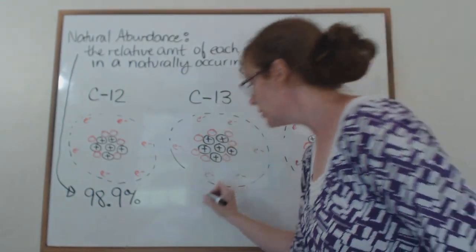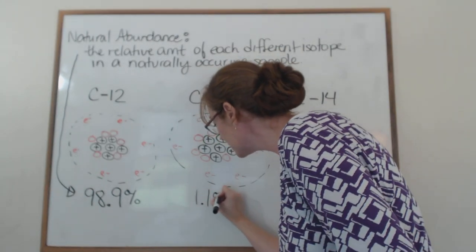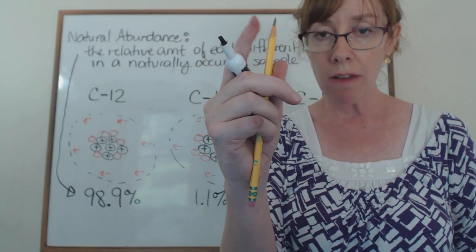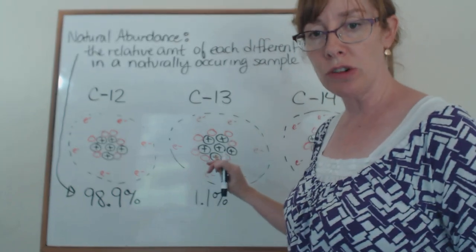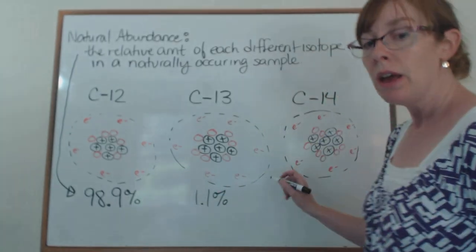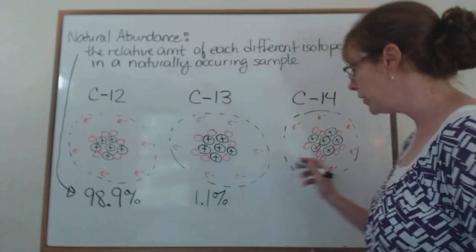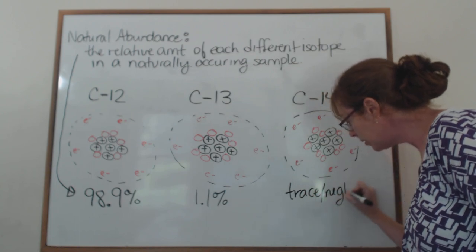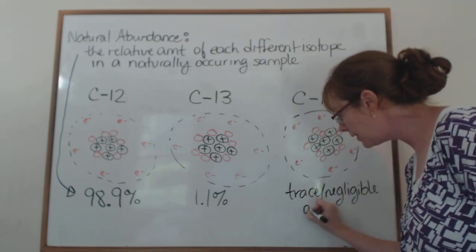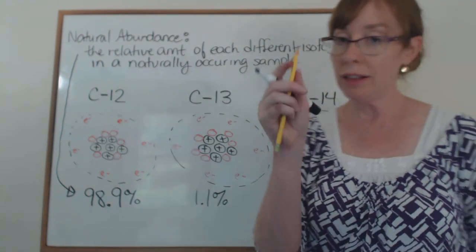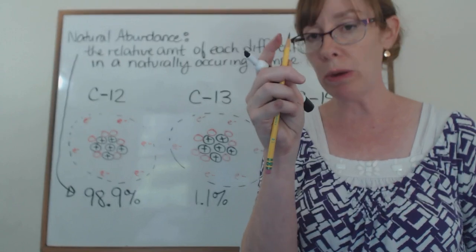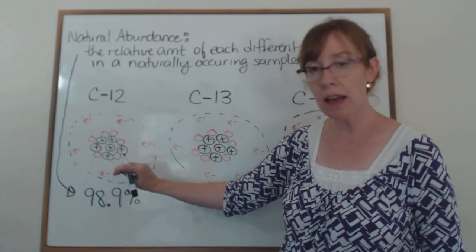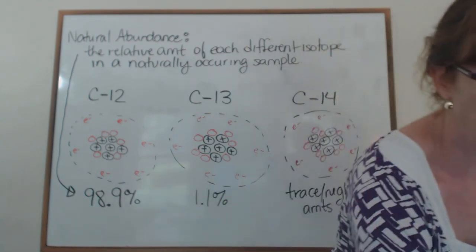The natural abundance of C13 is 1.1%. So about one in every 100 atoms, if I could see them, which I can't, but if I could, 1 in 100 of those has an extra neutron, a little heavier. If you notice, those two numbers already add up to 100, which means that C14 only exists in what we call trace or negligible amounts. It's just so little. It is there, so little that we wouldn't even have to worry about it mathematically. This one is very, very rare. So really it's 99% this kind and about 1% that kind.